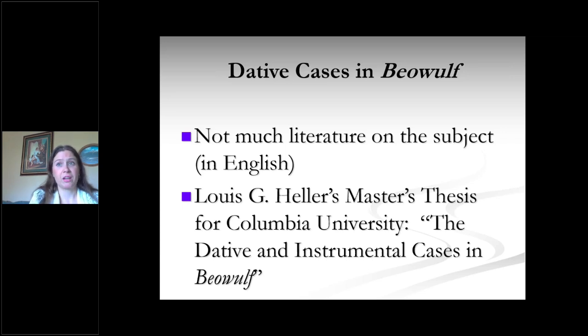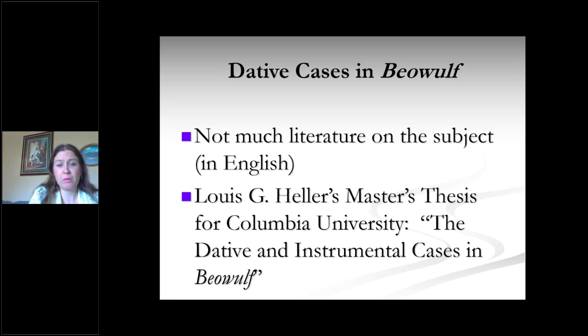Heller, which he did for Columbia University back in, I think, sometime in the 1950s, called The Dative and Instrumental Cases in Beowulf. And that was very useful because he cataloged the occurrences of the dative case and organized them according to his categorization of them.